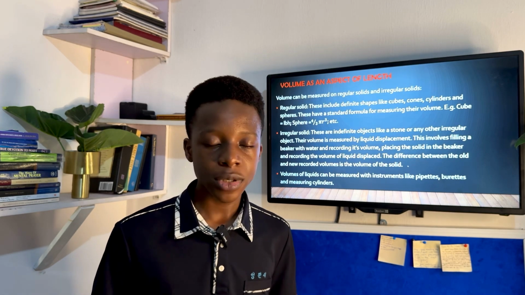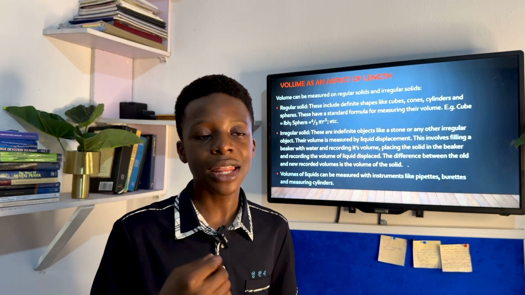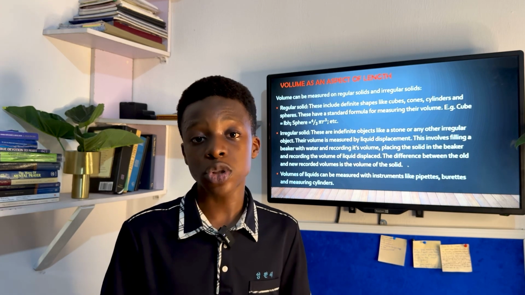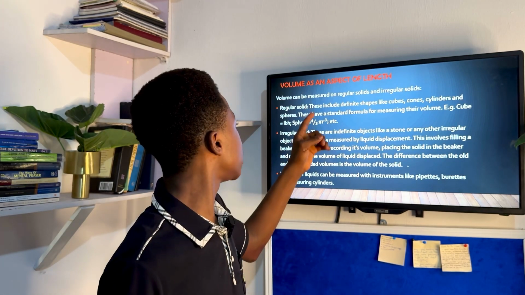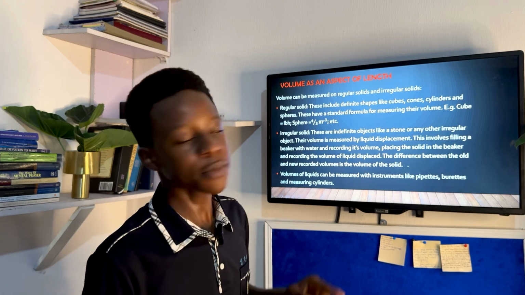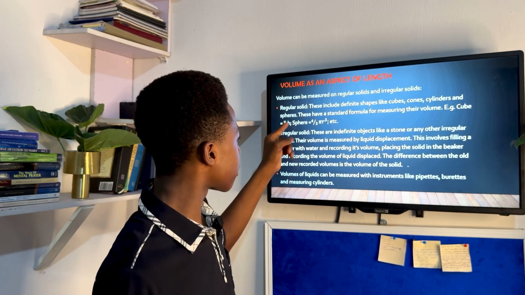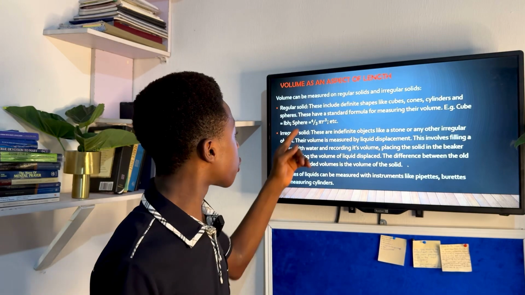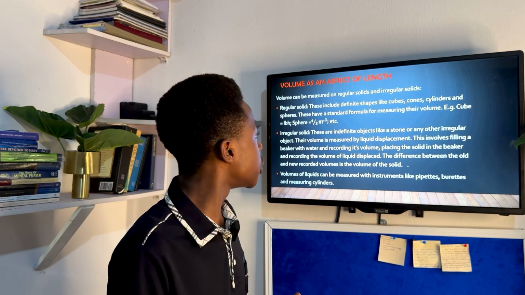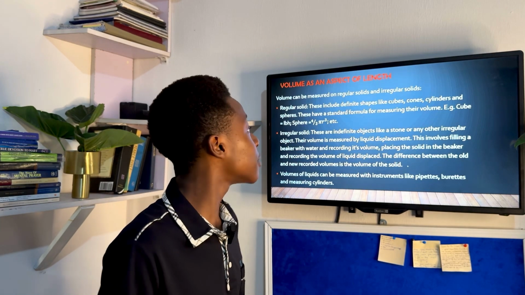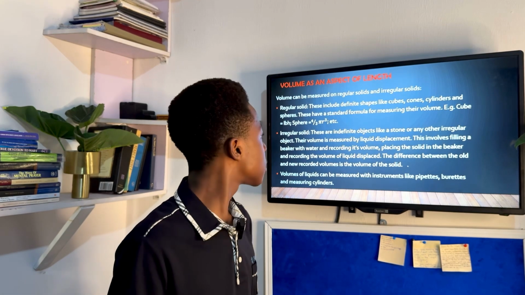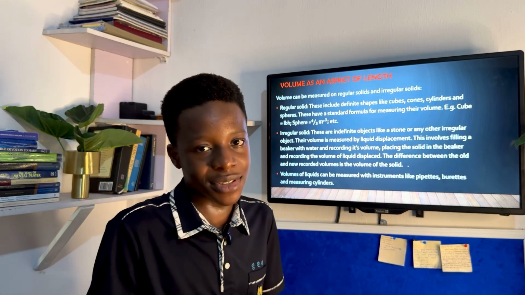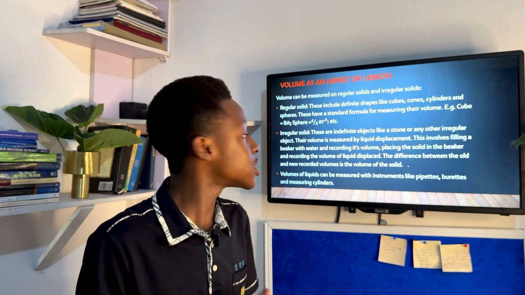So a cube can be measured by length multiplied by the breadth multiplied by the height. That's LBH. Length multiplied by breadth multiplied by height. The standard formula for measuring the volume of a sphere is 4/3 pi r cubed, or 4/3 multiplied by pi r cubed. And there are other solids, but I won't get deep into them so we can save time.